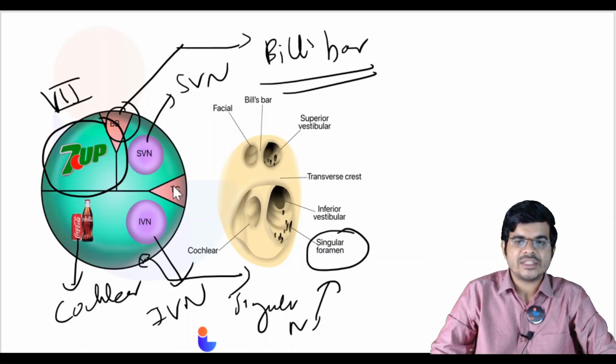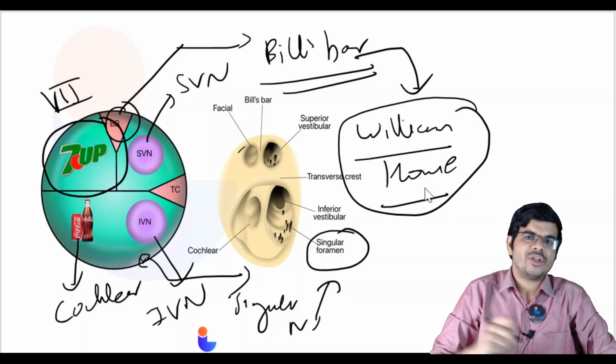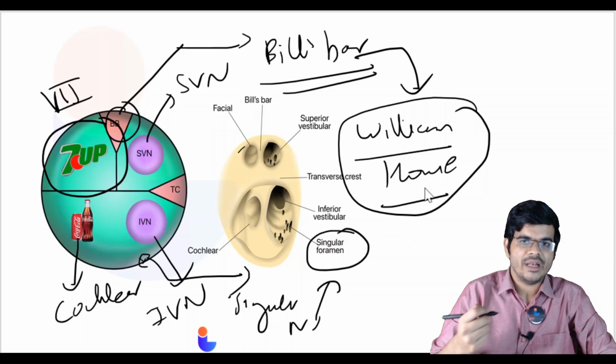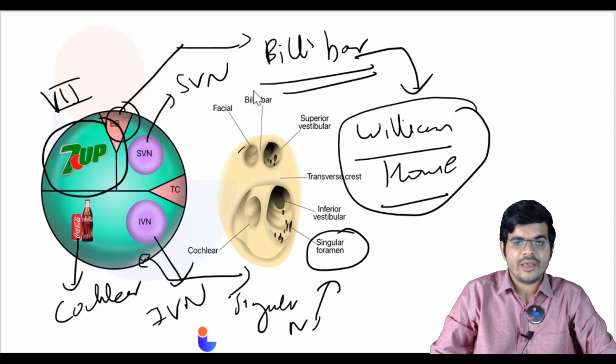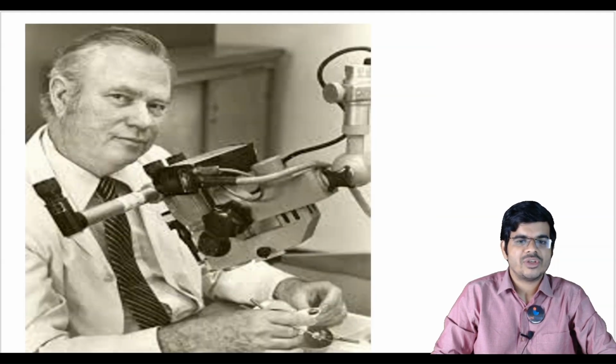And the word Bill's bar is derived from the name William House. William House is the father of neuro-otology, and his nickname was Bill. William was called Bill, and from that he gave the name Bill's bar. And who is this William House? This is our House MD. Okay, no, this is not William House. He is William House. William House is the father of neuro-otology.